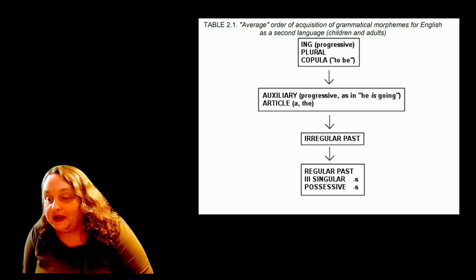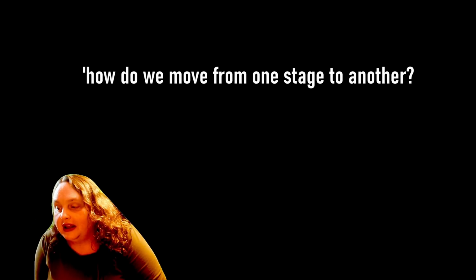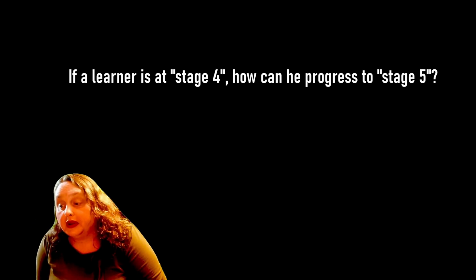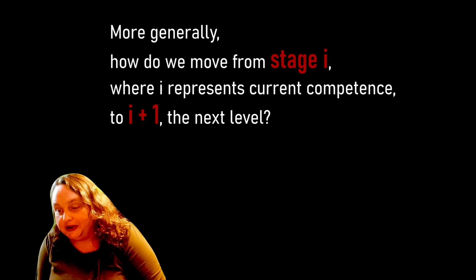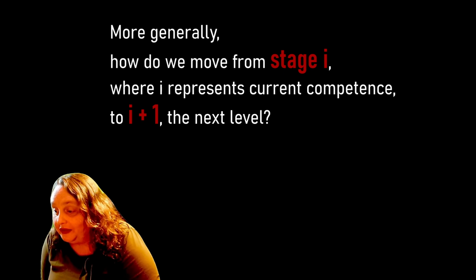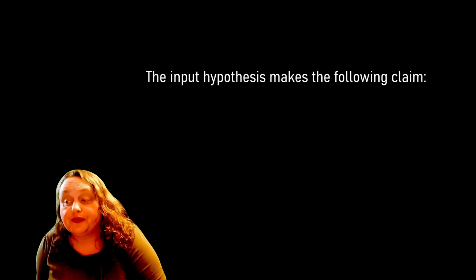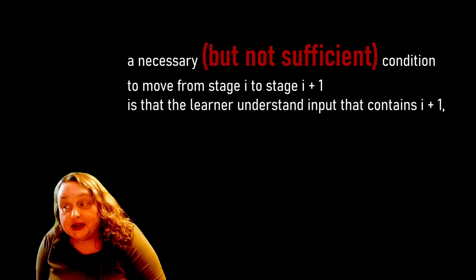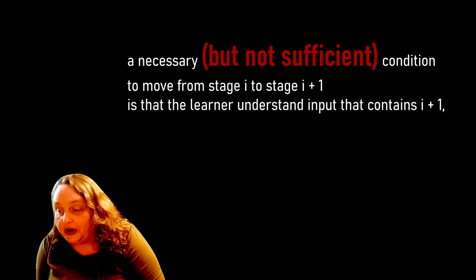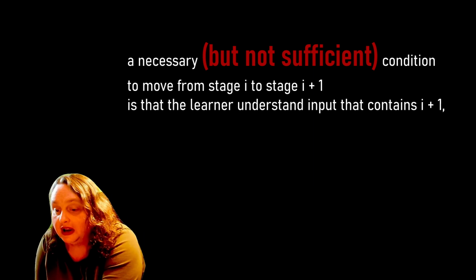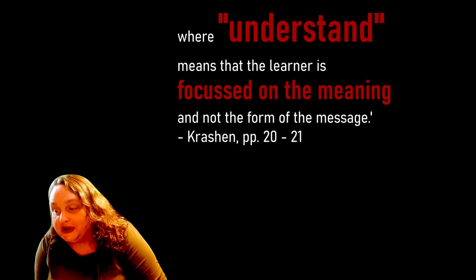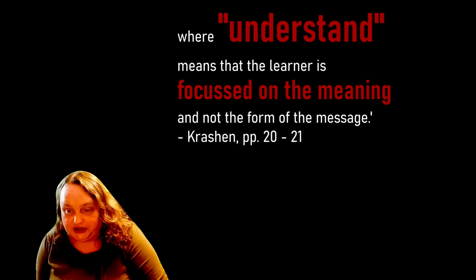The question the input hypothesis seeks to answer is, how do we move from one stage to another? If a learner is at stage 4, how can he progress to stage 5? More generally, how do we move from stage I, where I represents current competence, to I+1, the next level? The input hypothesis makes the following claim. A necessary, but not sufficient, condition to move from stage I to stage I+1 is that the learner understand input that contains I+1, where understand means that the learner is focused on the meaning and not the form of the message.